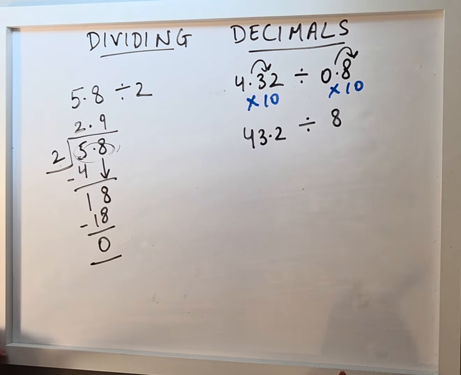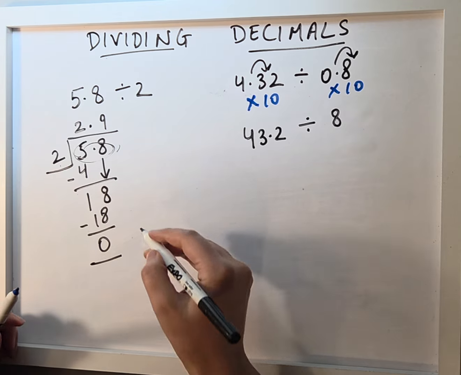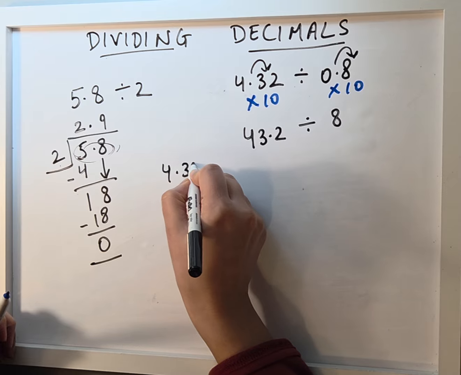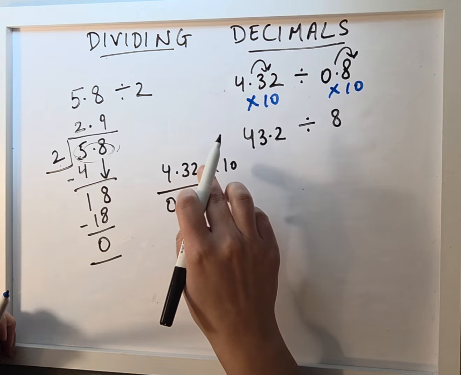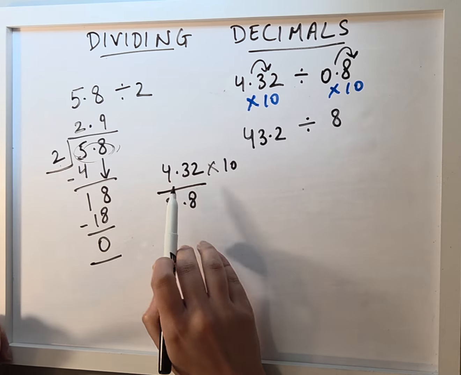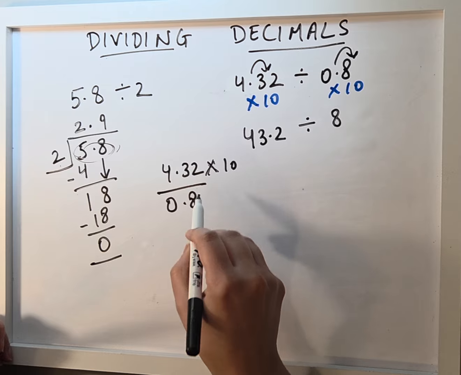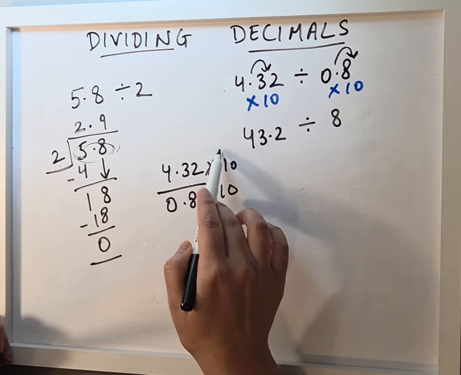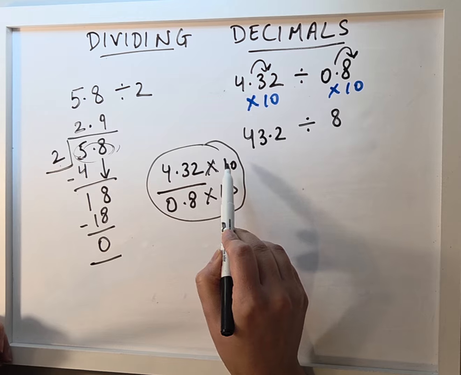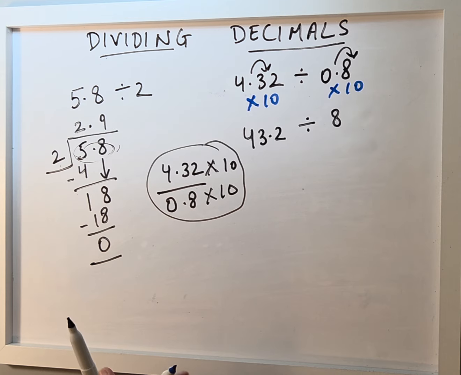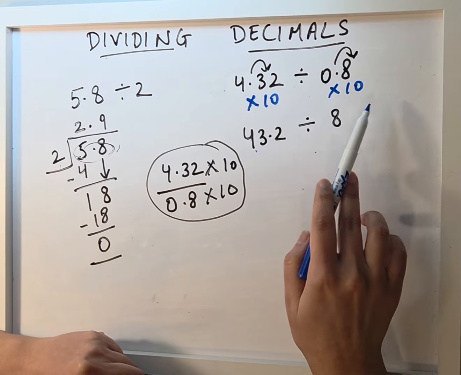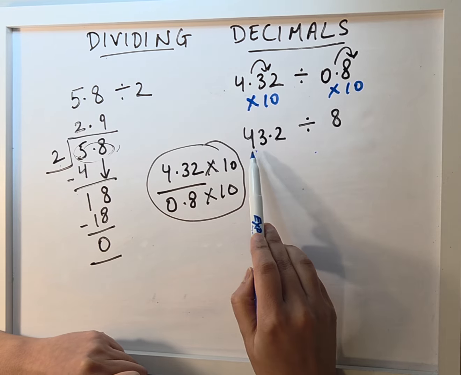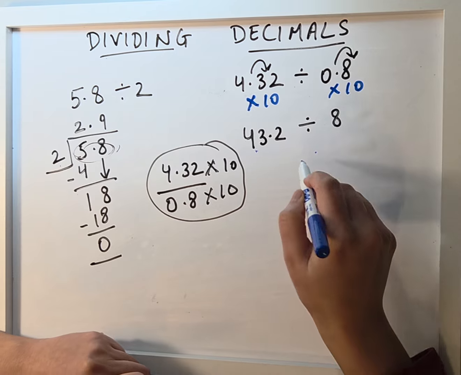So you now might think that we are changing the question, but that is not the case. If we have 4.32 divided by 0.8, when we multiply, it's like an equivalent ratio or a fraction. So whatever we are doing to the numerator, we are doing to the denominator as well. So our problem remains the same. Now we have gotten to the first scenario. After multiplying by 10, it changes to the first scenario. We have a decimal divided by a whole number.